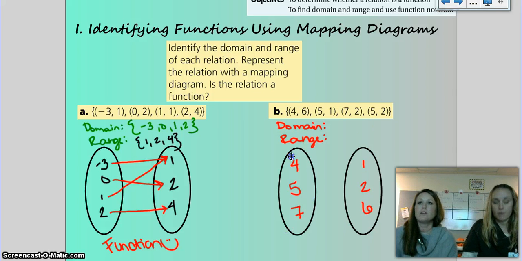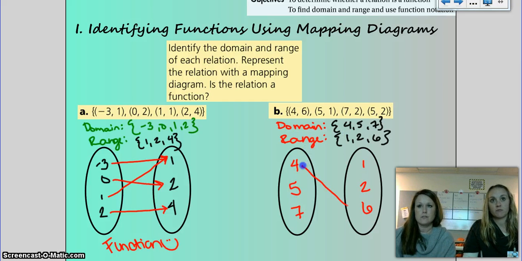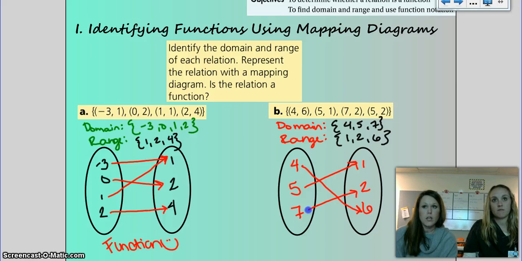We just do it one time. All right, so now I can list out my domain, my braces: 4, 5, and 7. In range: 1, 2, 6. Cool. And now we draw arrows. 4 goes with the 6. Got it. And the 5 went with the 1. And the 7 goes with the 2. And the 5 goes with the 2. Got it. Ooh, red flag.